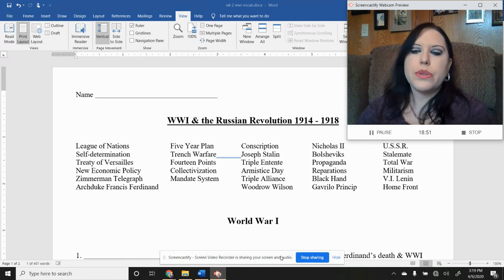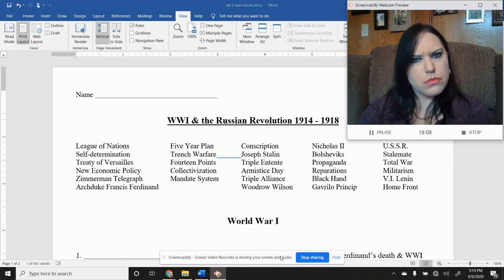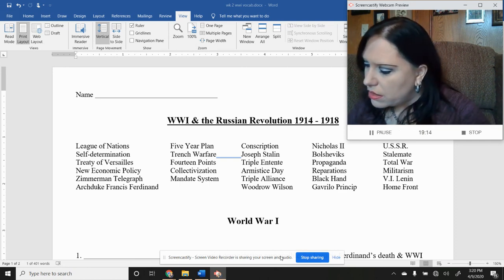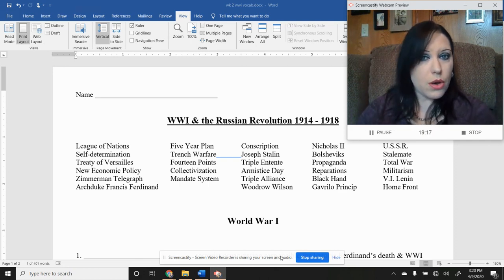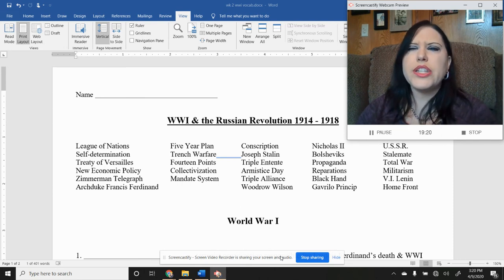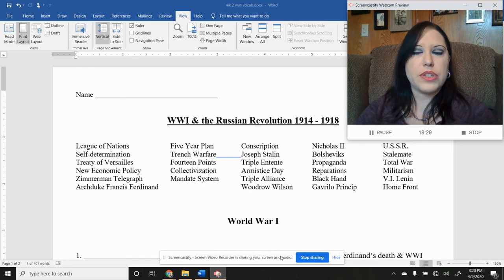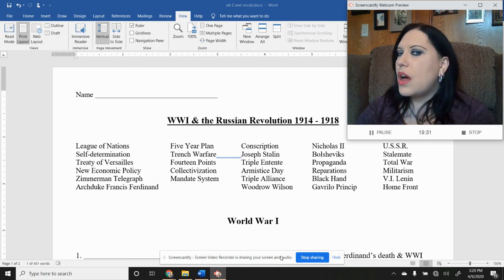And then your last word is the home front. A front is where you fight. So like if you're fighting on the Western Front, you're fighting in the West. If you're fighting on the Eastern Front, you're fighting in the East. If you're fighting on the home front, you don't actually fight on the home front necessarily. You are trying to win the hearts and minds of the civilians. The home front is where you have civilians backing your military efforts, either by rationing or sending you stuff or whatever.